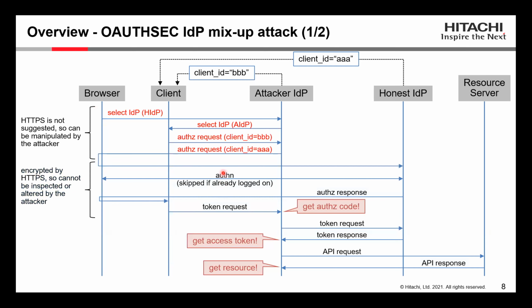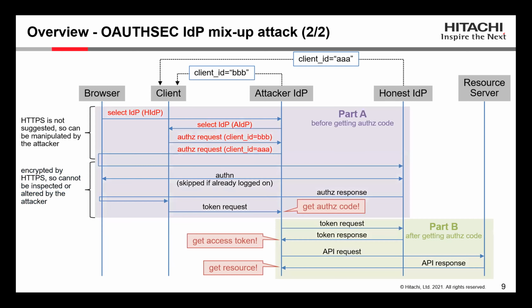Actually, if the network attacker manipulates the first two steps, like written in red, the attacker can get the authorization code and the access token, and finally get the user resources. This is one of the IdP mix-up attack patterns, and later I describe this in detail.